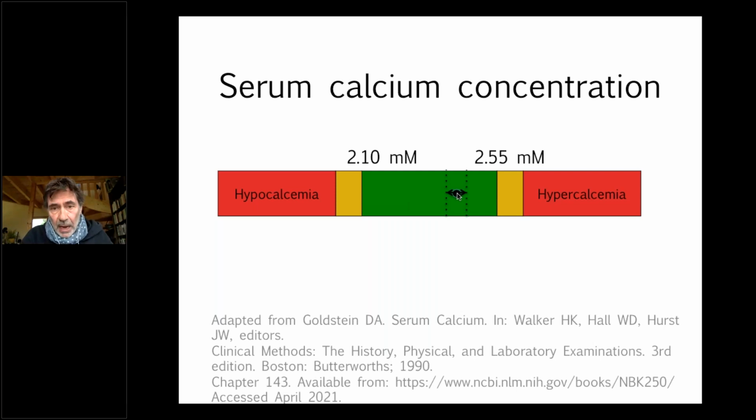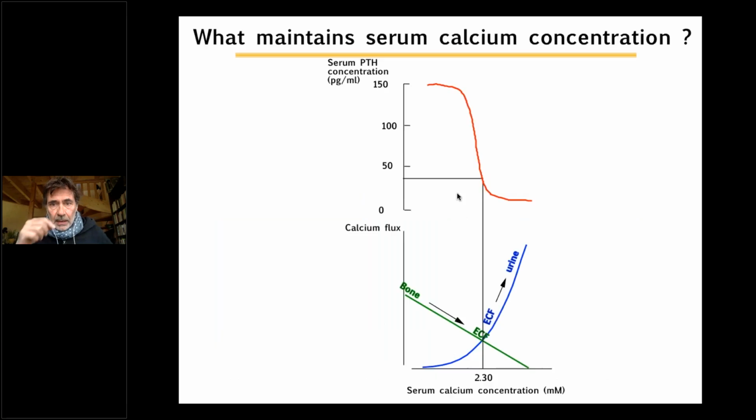So it's very accurately controlled. And the mechanism behind this control is that the amount of calcium that's excreted in urine, shown by the blue curve, is matched at any time by the amount of calcium that enters the extracellular fluid. So the amount that exits extracellular fluid is matched by the amount of calcium that enters extracellular fluid. And this is controlled by parathyroid hormone.